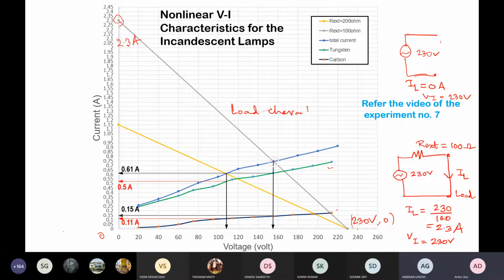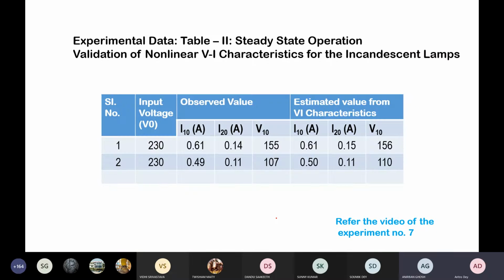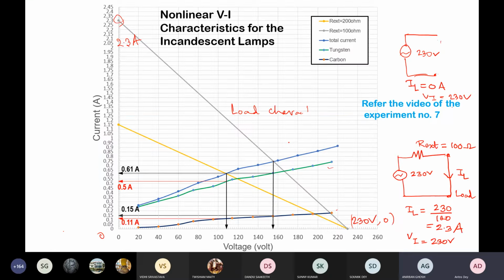So at this particular point, what is your voltage? Voltage is approximately, so it is around, this is 40 and 60, so 155 sort of. I don't know how much is our drop across it. It is 156, yes, isn't it? So this is the case. Estimated 156, here it is 155. So this is the case.